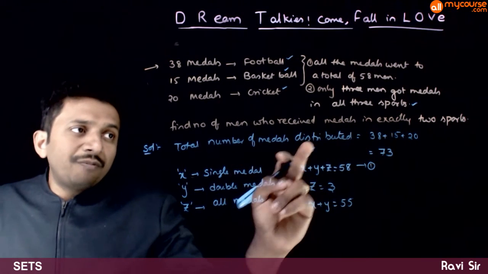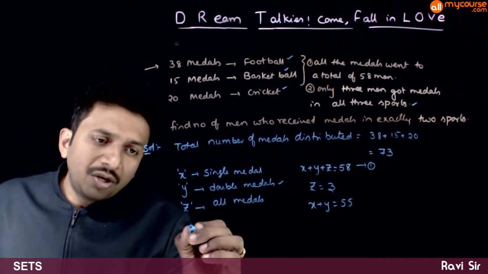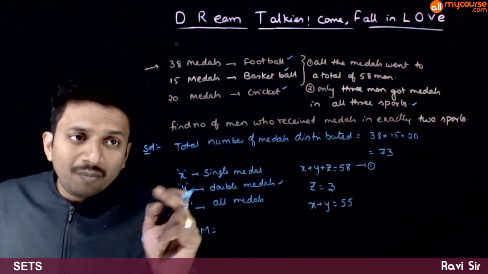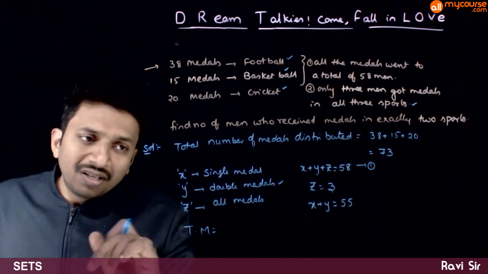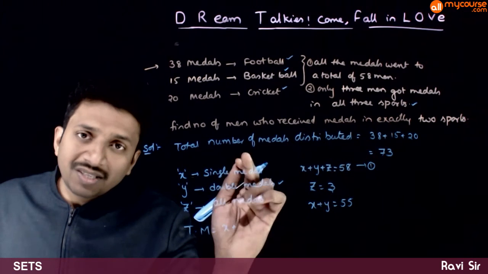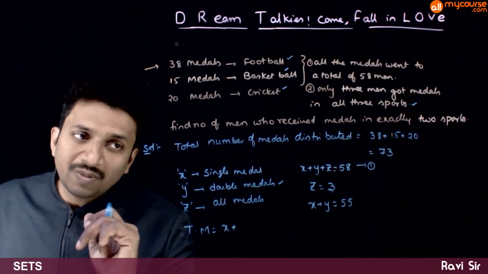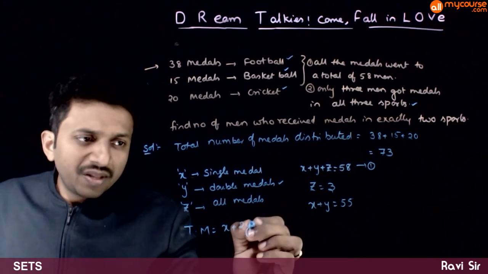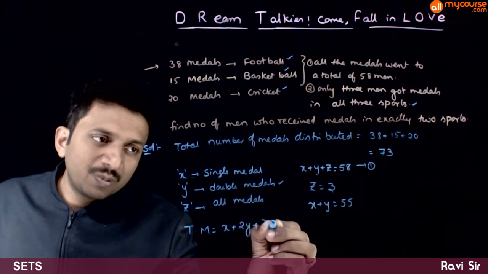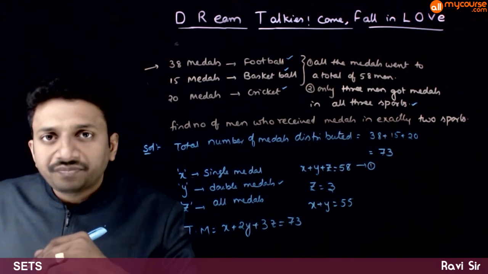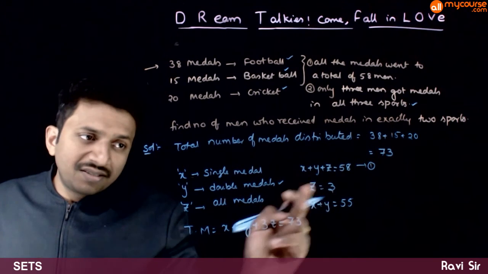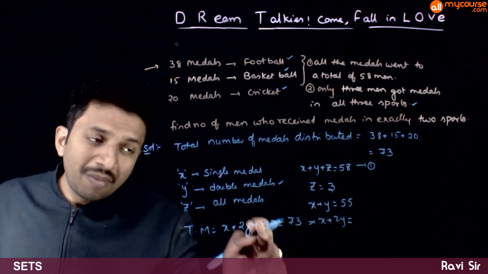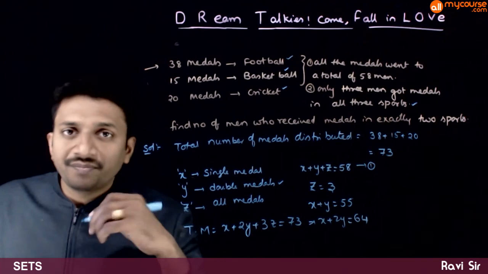And the total number of medals has to be 73. So what is the total number of medals? Total medals given is 73, but according to this assumption, the total number of medals is X, because they are single medalists, so you have X medals going to these men. Y got 2 medals each, so 2Y medals have been spent, plus 3Z medals have been spent, is equal to 73. Z has already been taken as 3. So this implies X plus 2Y is equal to 73 minus 9, which is 64.